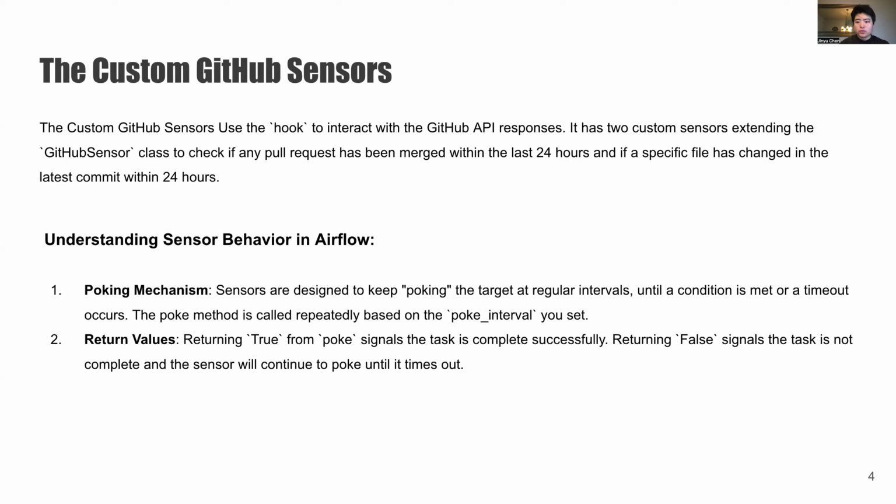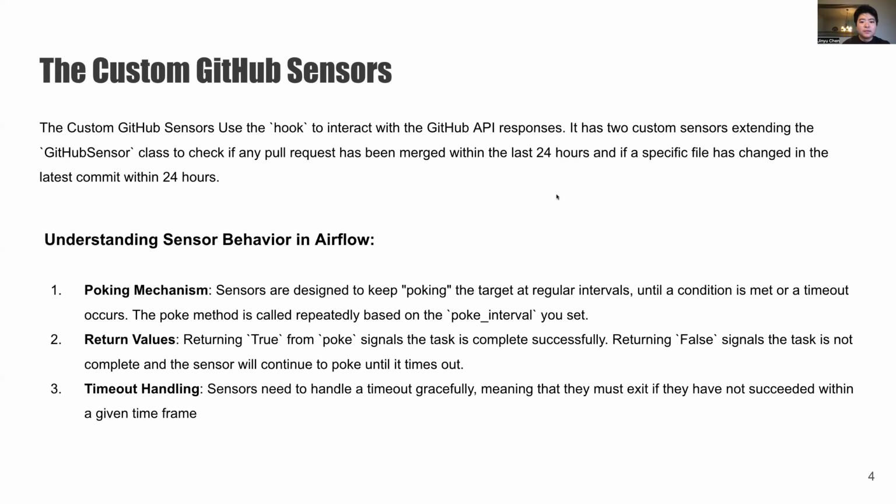If yes, they return true, otherwise they return false. And then keep polling until the timeout. So timeout handling is very straightforward. Basically, we needed to have the timeout set up, because we cannot allow the data sensor to keep running all day, 24/7, right?